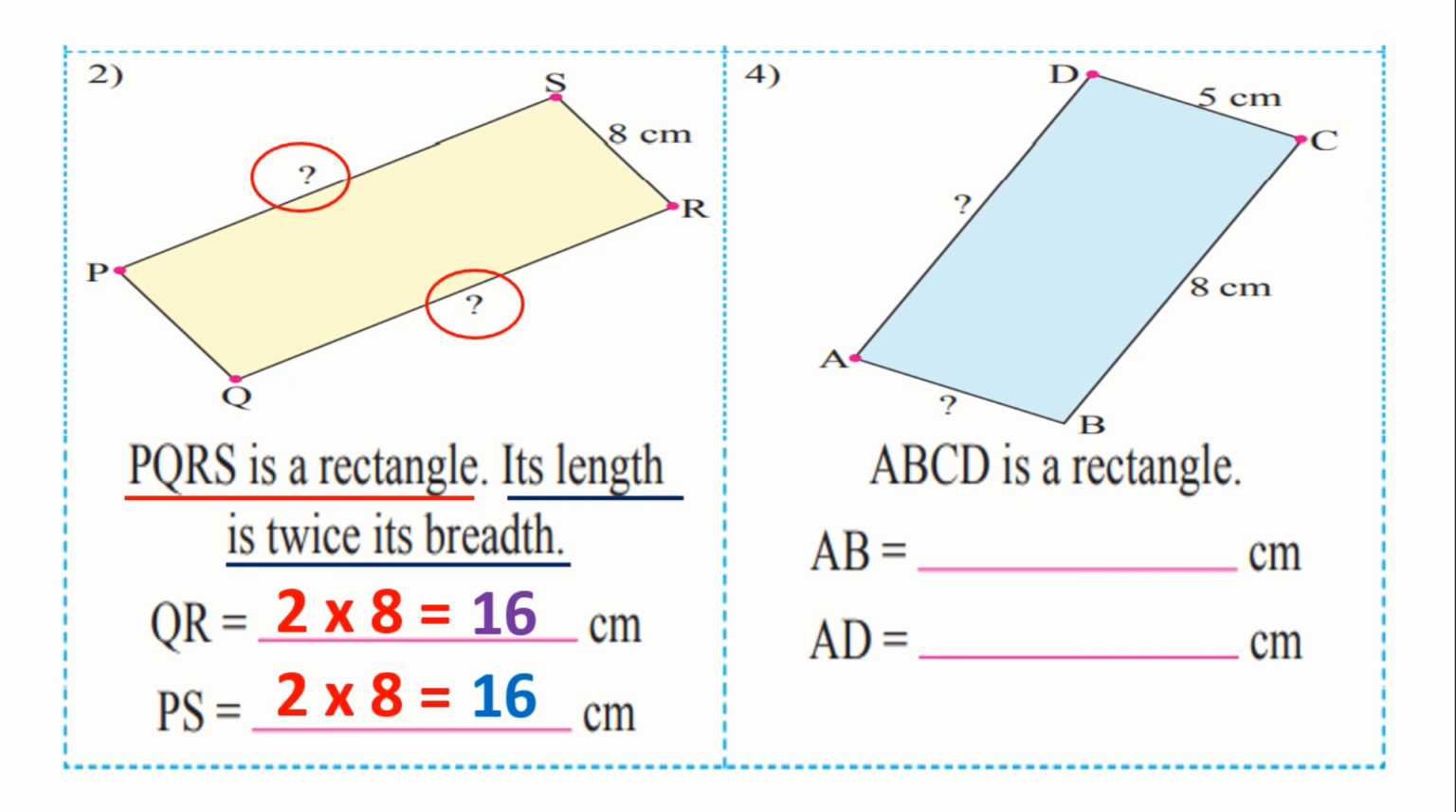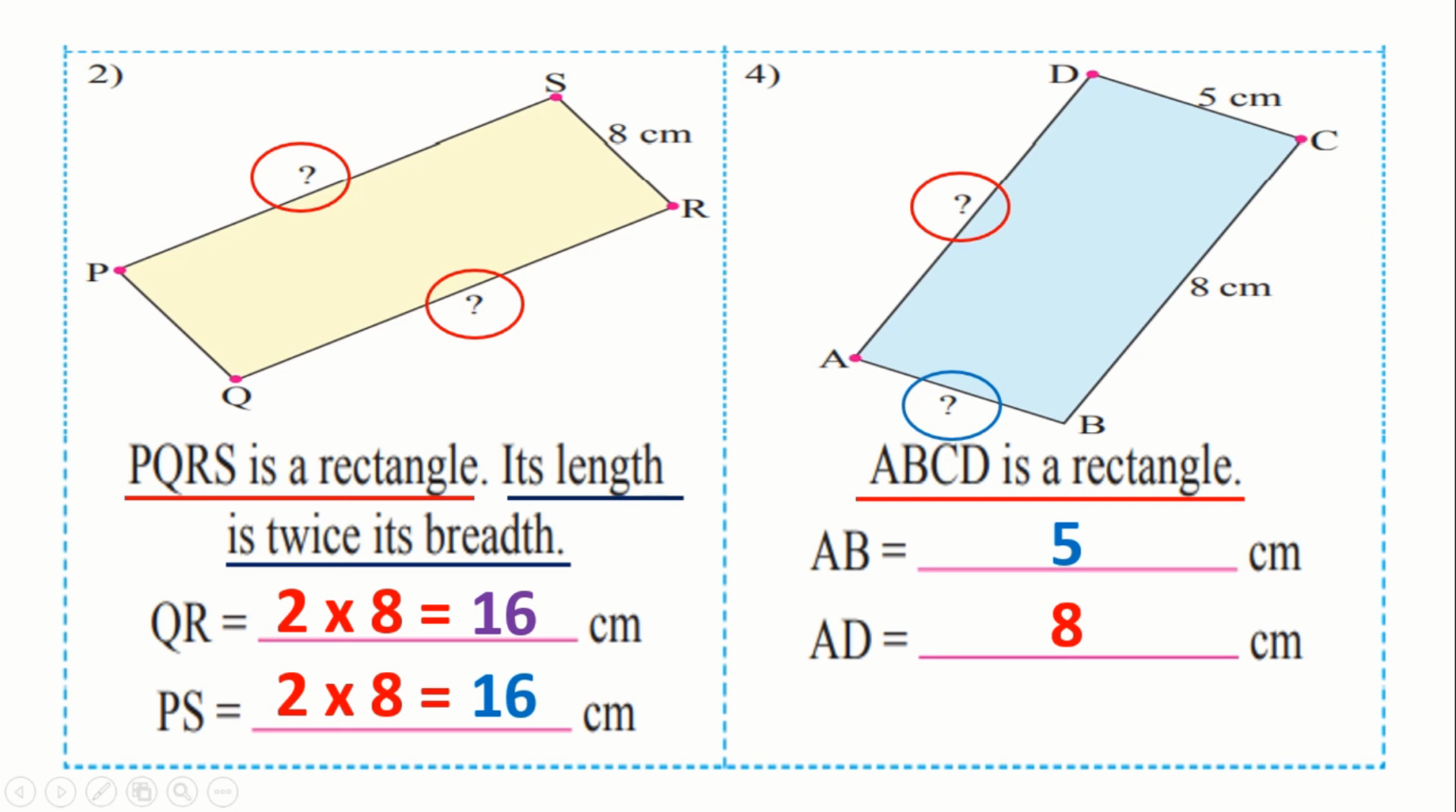Number 4, the last. Okay, ABCD is a rectangle. This is the figure. This is a rectangle. Then AB is equal to DC. Then you have 5 here. They are opposite, parallel. Opposite is 5 centimeters. And then the other side you have here 8. And then they are parallel, the opposite of this is 8 also.